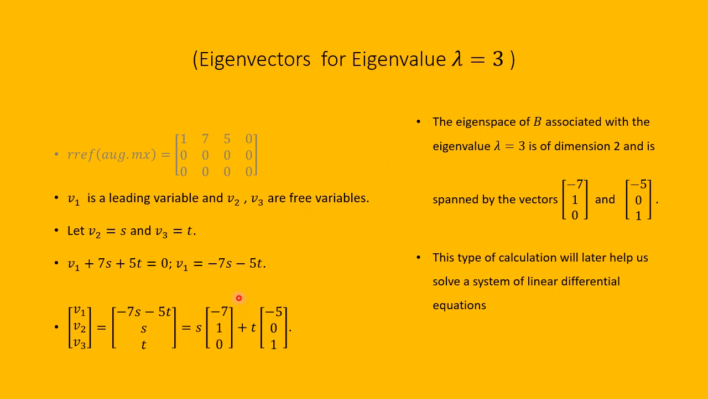So what we find then is that we can generate eigenvectors corresponding to lambda equals 3, that eigenvalue, by taking any linear combination of these two vectors, as long as it's a non-zero linear combination. Eigenvectors cannot be zero vectors. So what we find is that the eigenspace of B associated with the eigenvalue lambda equals 3 is of dimension 2. And it is spanned by these two vectors that we found here: minus 7, 1, 0 and minus 5, 0, 1. So this type of calculation is algebraic, basically from linear algebra, but we're going to find that this sort of calculation is going to be very handy in solving systems of linear differential equations later.